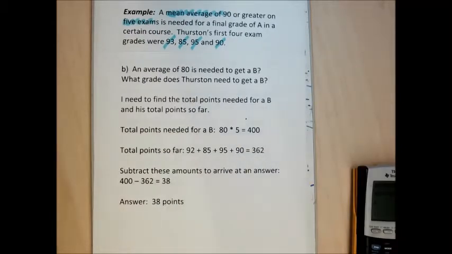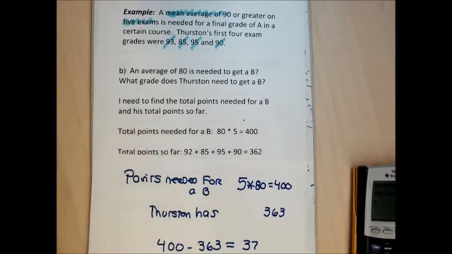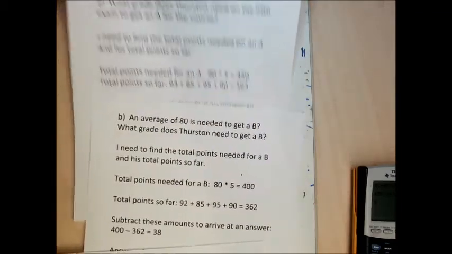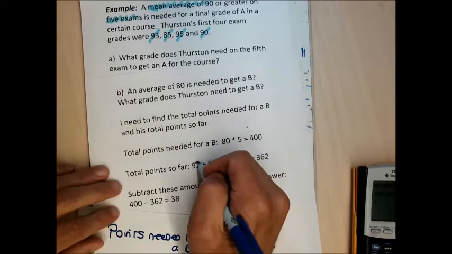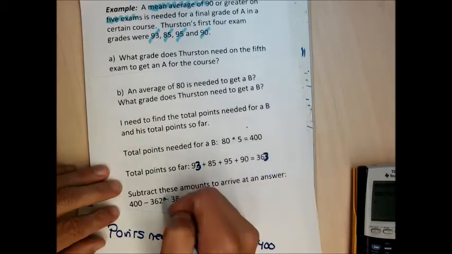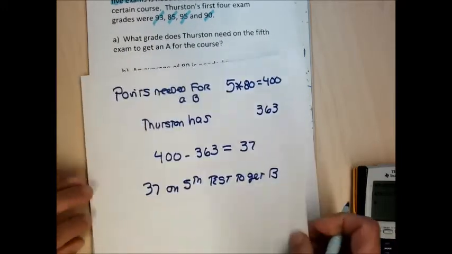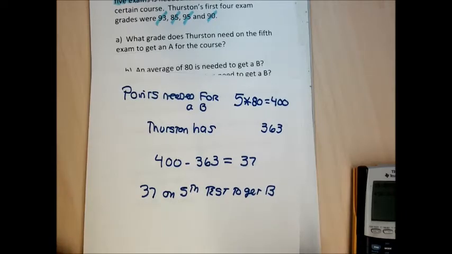The only little, whoops, oh, I think that's a mistake there. Let me make sure. Thurston has 363 points. So when I added this up here, this should be 93, this should be 363. This work is correct. The work I have typed up for some reason isn't correct, which is kind of disturbing.